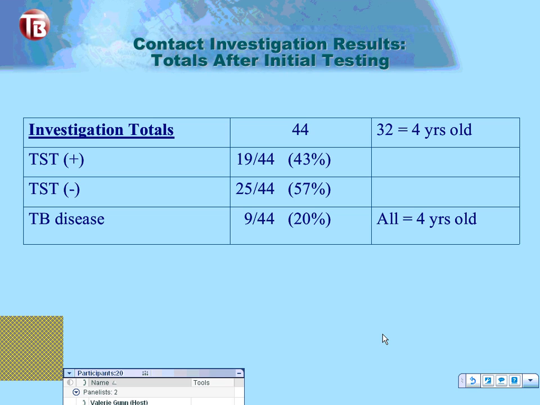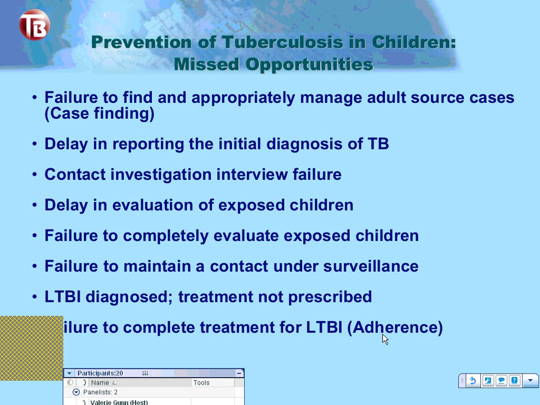19 of those, or 43%, had a positive skin test, and 20% of the 44, or 9 of the 44 high priority contacts, actually were found to have active TB disease, and all of them were less than 4 years of age. So I think that's the last slide for this case. No, I think that's 2 more slides.